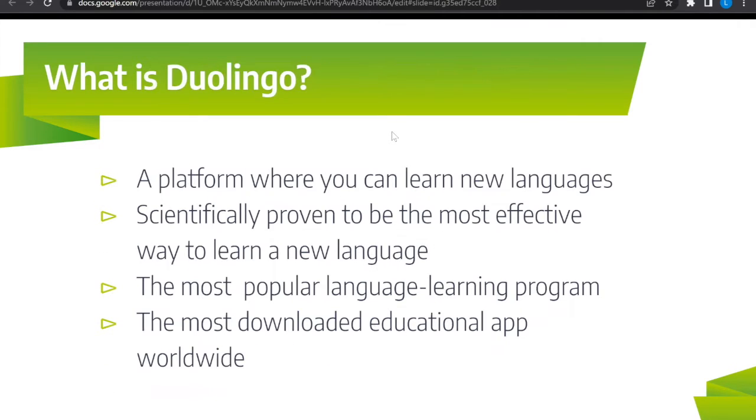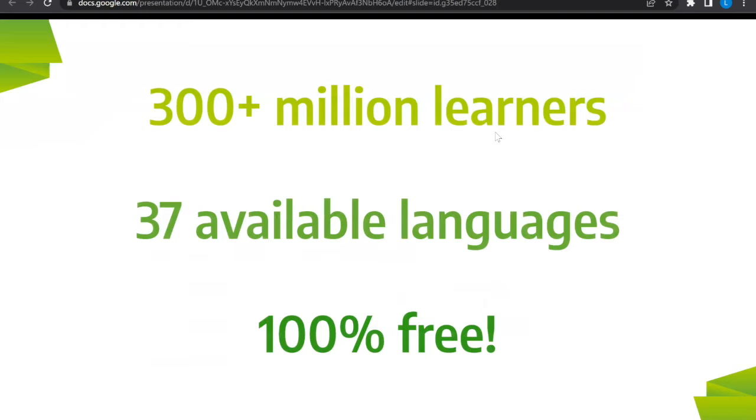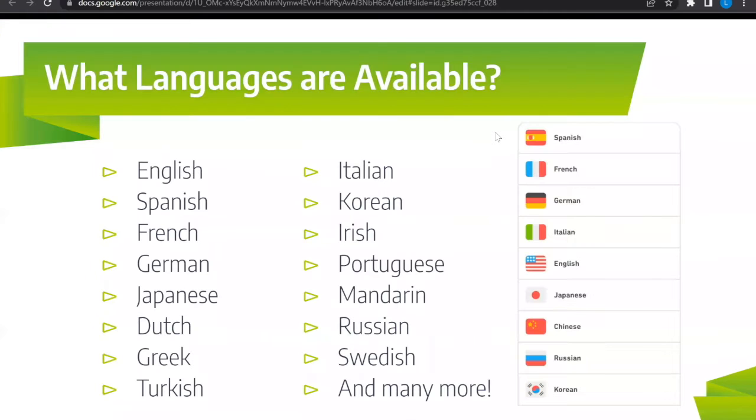First of all, what is Duolingo? Duolingo is a platform where you can learn new languages. It's scientifically proven to be the most effective way to learn a new language. It's also the most popular language learning platform and the most downloaded educational app worldwide. It has 300 million plus learners, 37 available languages, and it's all 100% free. There's a ton of different languages available, whether that's English, Spanish, French, or any of the other ones you see here. There's a ton available for you. Anything you want, it's probably there.